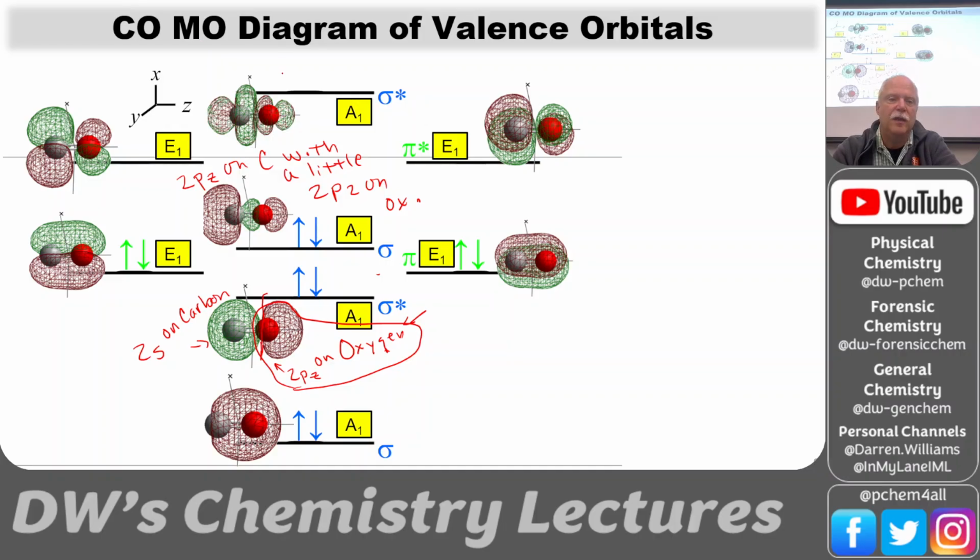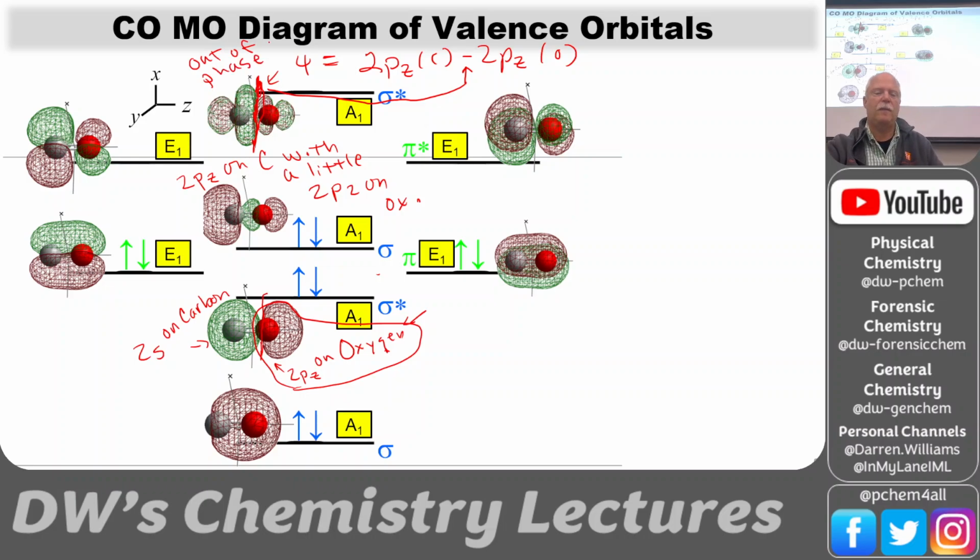So if we were to write this wave function, it would be 2pZ on carbon. This is an equal sign, not a minus. Okay, minus the 2pZ on oxygen. And you see the minus sign indicates that they are out of phase. So we have this node that breaks the bond. Does everybody see that? Okay.